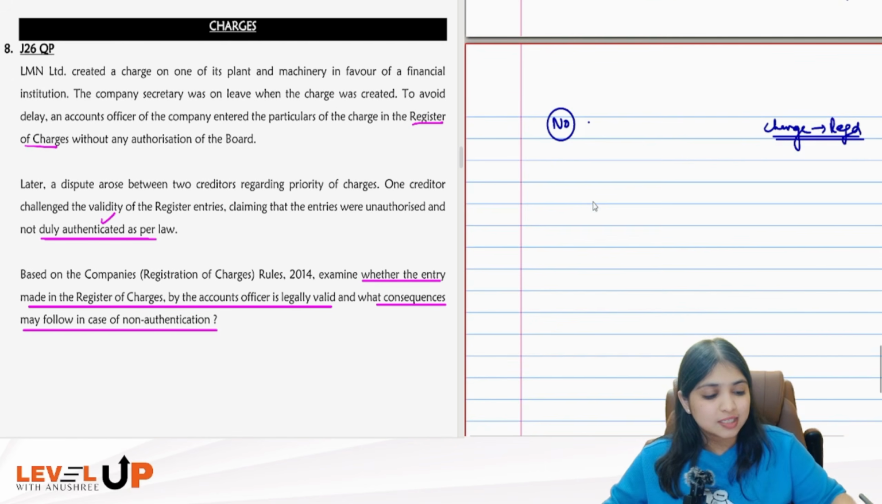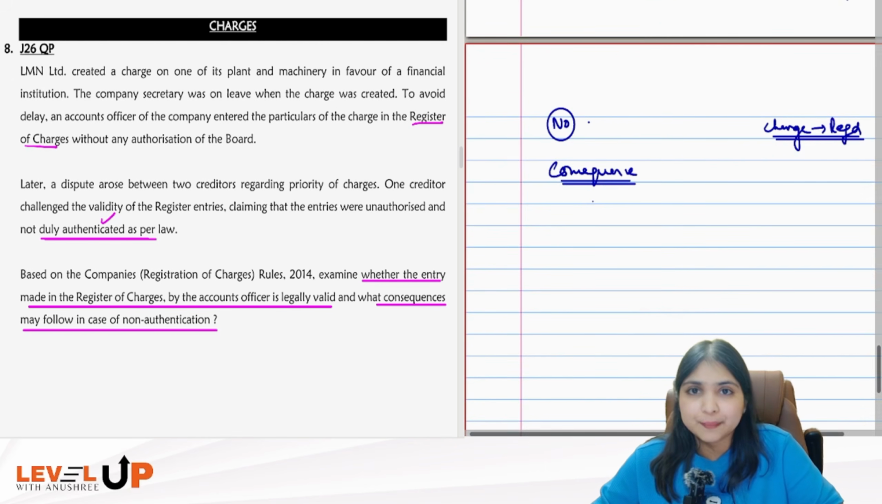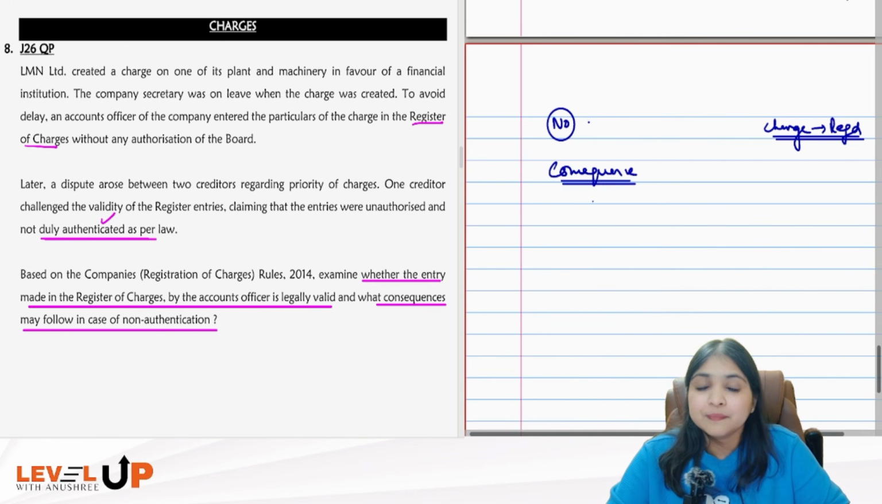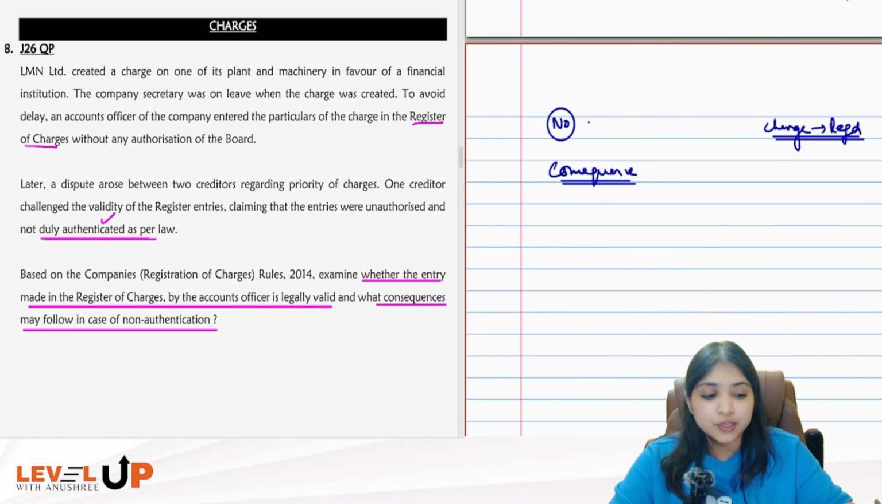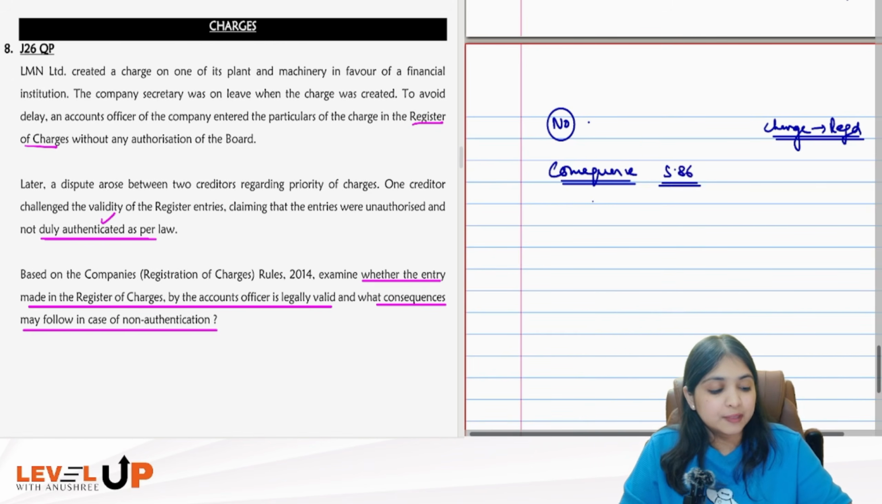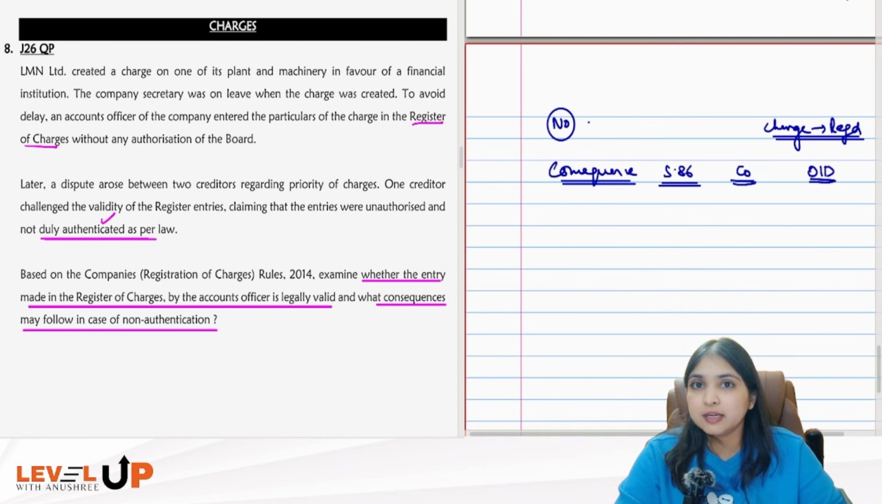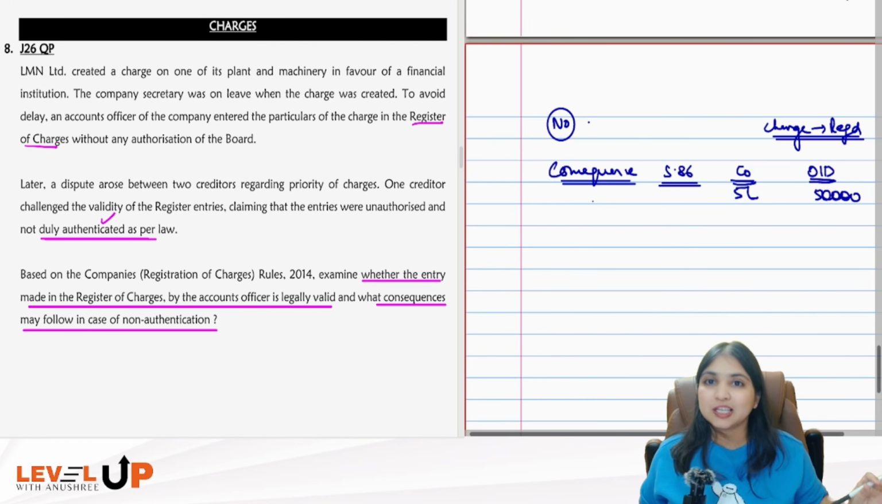Then what is the consequence? The consequence is punishment. In the charges chapter, there is only one penalty. There is only one punishment section, so you can't even give an excuse over here. There's only one punishment which is given in section 86. In the entire charges chapter, whatever be the contravention, there's only one penalty. The penalty will be for the company also, and for the officer in default also. For the company, it will be 5 lakh rupees penalty. For the officer in default, it will be 50,000 rupees penalty. That's all.